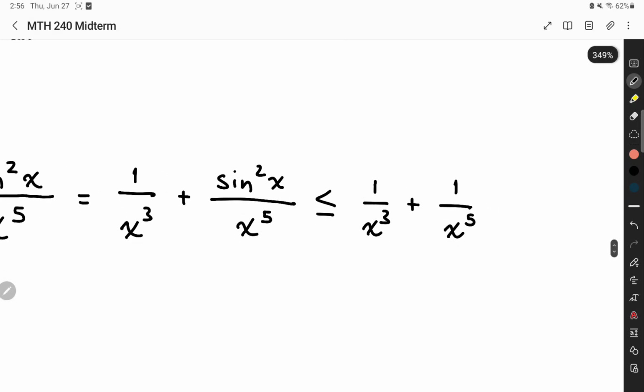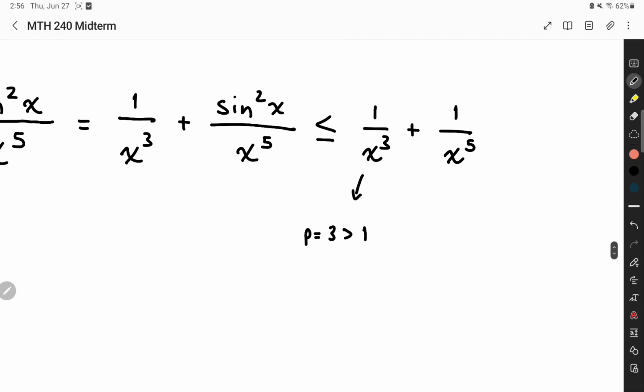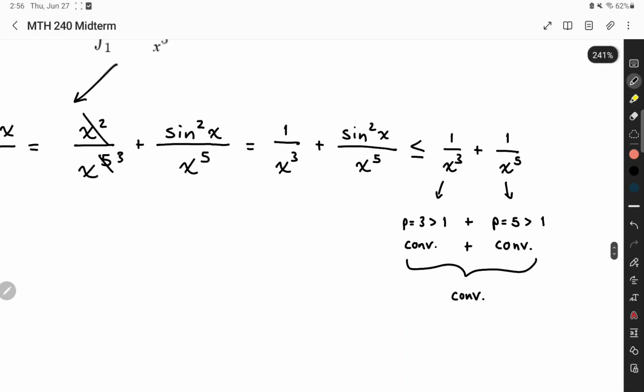And so now we can do our p-test. We know that our p here is equal to 3, which is greater than 1. This means that it is convergent. And we are adding this to this, where p is equal to 5, which is also greater than 1. Therefore, it is convergent. And so if we have two parts that are convergent, convergent plus convergent means that overall it is convergent.